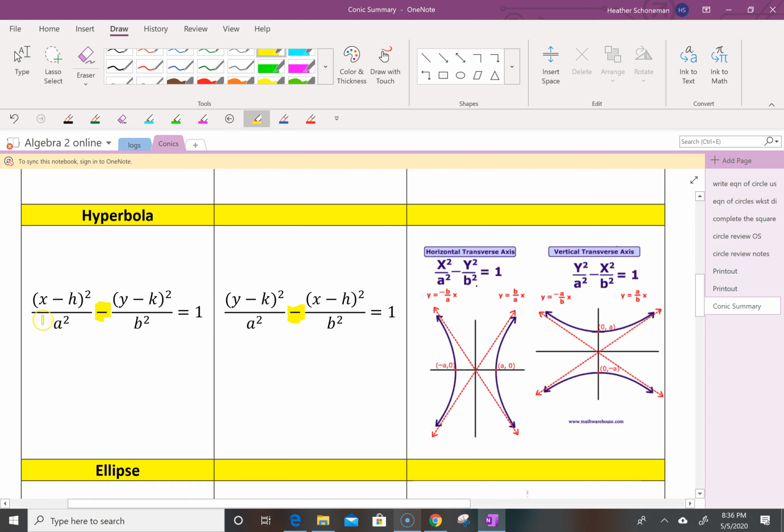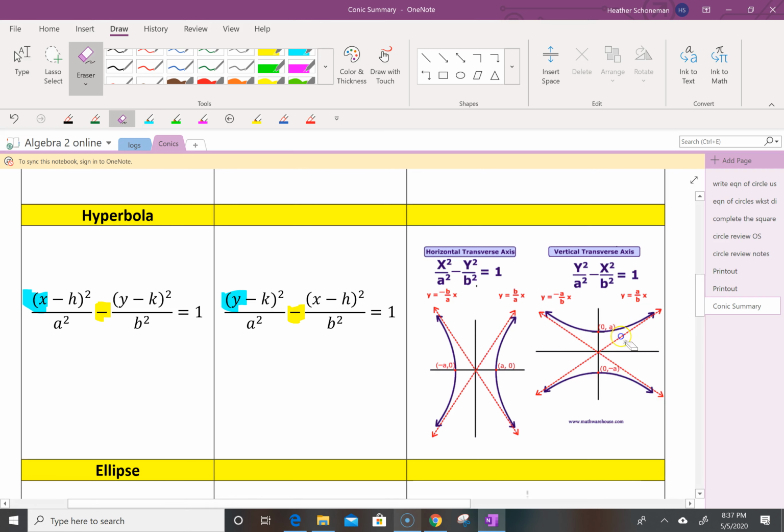On the first one, x is first. So when we have the x first, we're going to have what we call a horizontal transverse axis. So the hyperbola is going to cross over the x-axis, the horizontal line. Now compare that to the second one. The second one, y is going first instead of x, and we call that a vertical transverse axis, and it's going to cross over the y-axis.